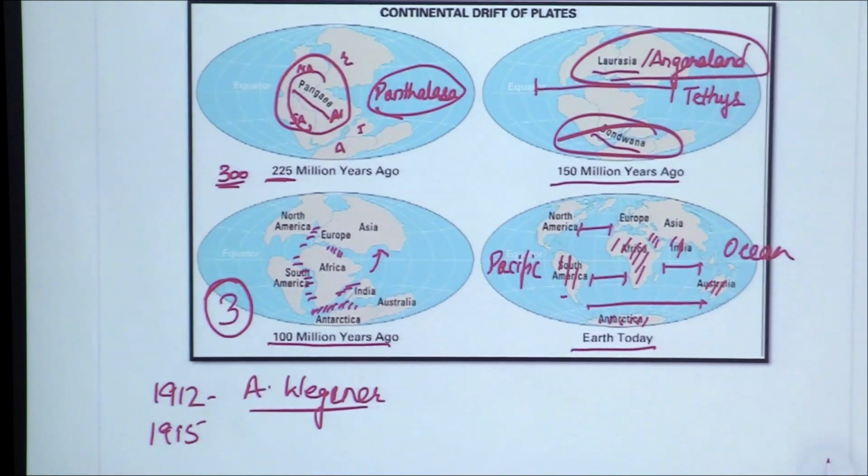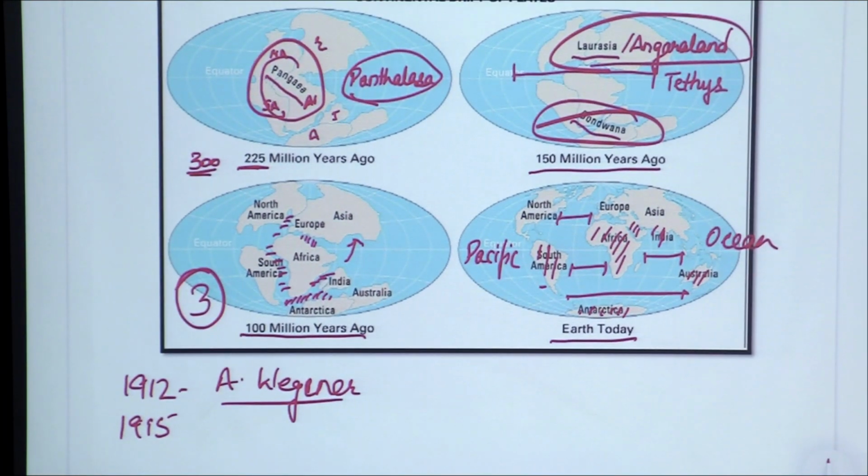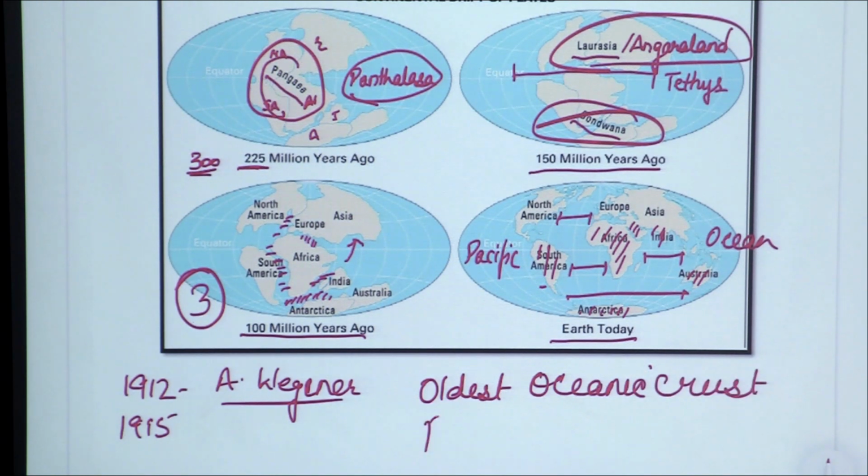And as soon as I take this approach, does it sound convincing? Oldest oceanic crust has to be with Pacific.